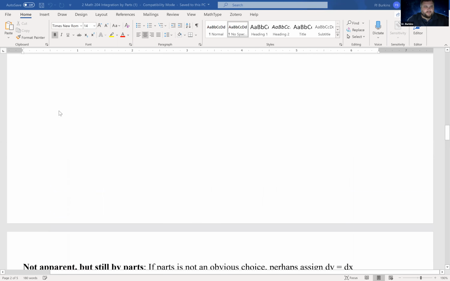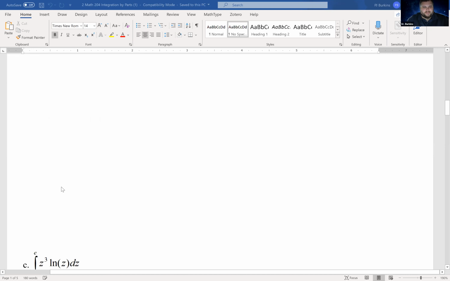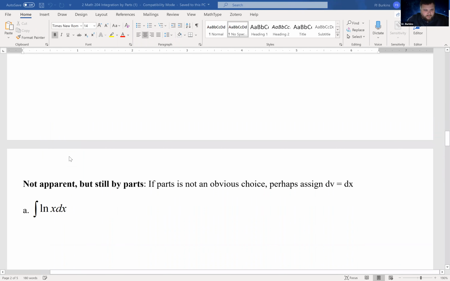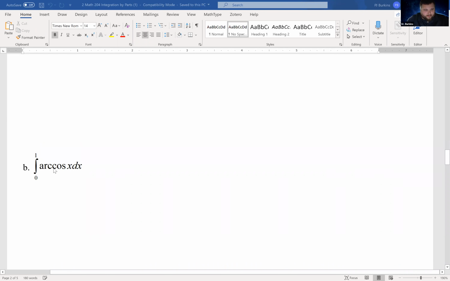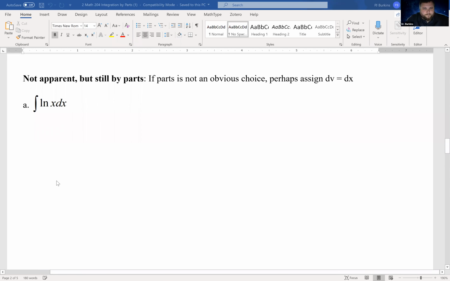The only difference in that problem versus A or B that we did yesterday is that notice there are no bounds on this problem, but on C there are. So when evaluated, you have to apply those bounds at each part. Let me see if any of these have bounds. Okay, so at least I can demonstrate that for you.